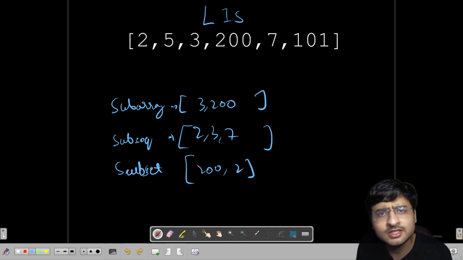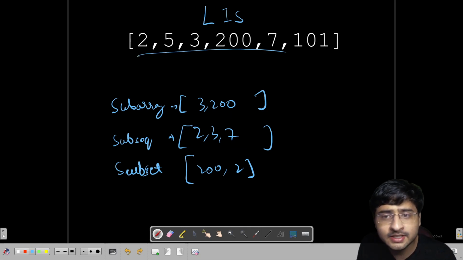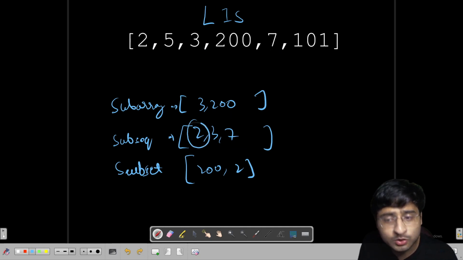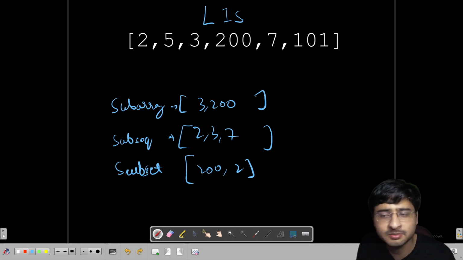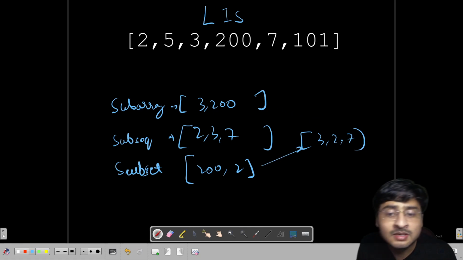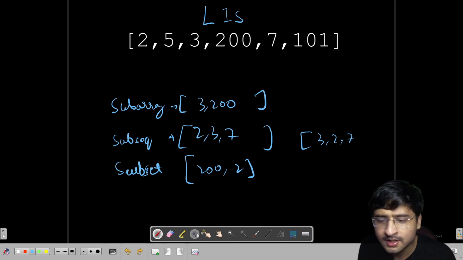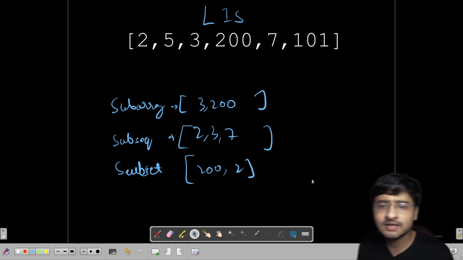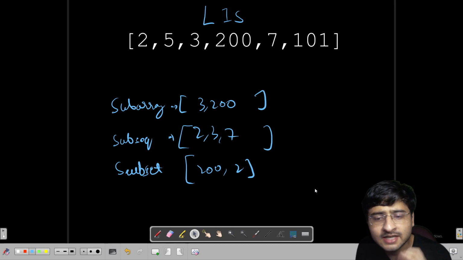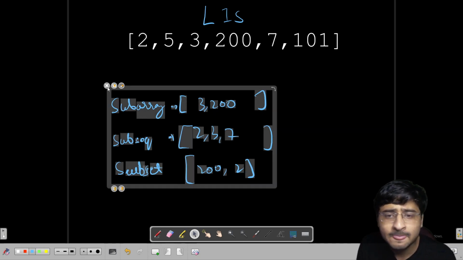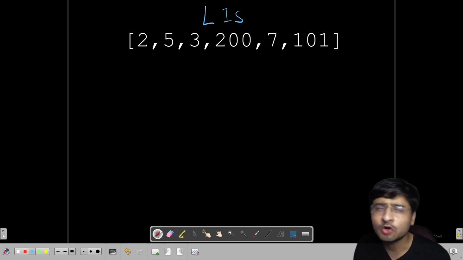The elements are not necessarily continuous, but they are all present in the array and in the proper order. 2 comes first, then 3, then 7. I cannot say 3 comma 2 comma 7 is a subsequence, nor a subarray. I will only say 3 comma 2 comma 7 is a subset of this array. So I hope it is clear what the difference between subsequence, subarray and subset is. Basically, a subsequence is a contiguous or non-contiguous part of the array which is in a proper order.